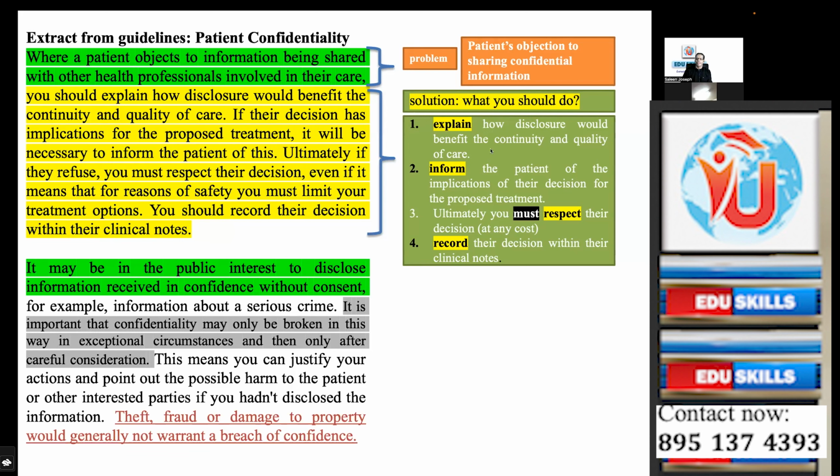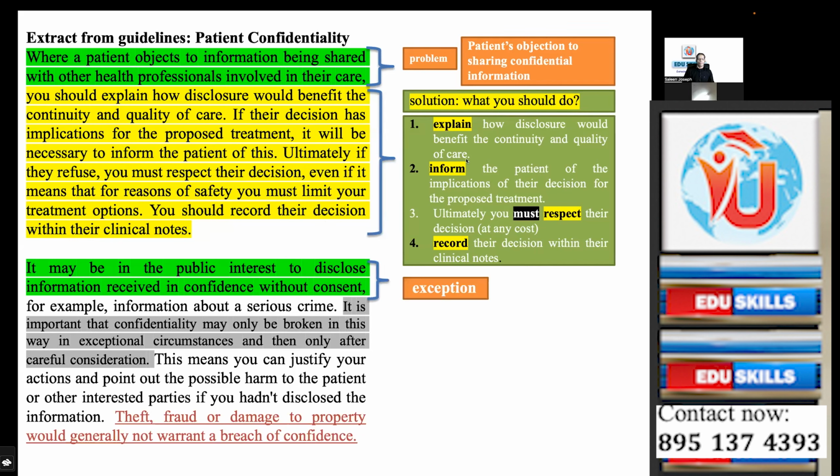If you are not a beginner, if you have attended my sessions, the modal verb must speaks. There is the answer. That we are not going to deal with now; later, I'll give you the sessions on modal verbs. Ultimately, you must respect their decision means you must keep the confidentiality at any cost. Must means at any cost. Record their decisions within their clinical notes. That is what this whole portion speaks about, this yellow colored portion of the paragraph.